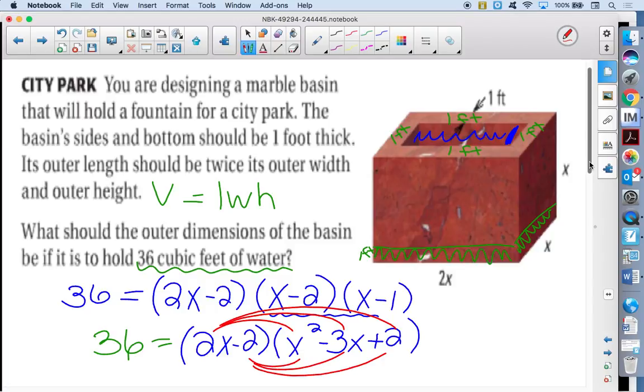So what should the outer dimensions be? If my x is 4, the outer dimensions of this, it's going to be 8 feet in length, 4 feet in height, and 4 feet in width. So it would be 8 by 4 by 4, which really isn't that big of a fountain.